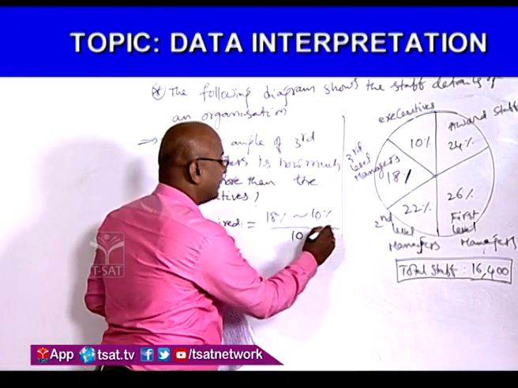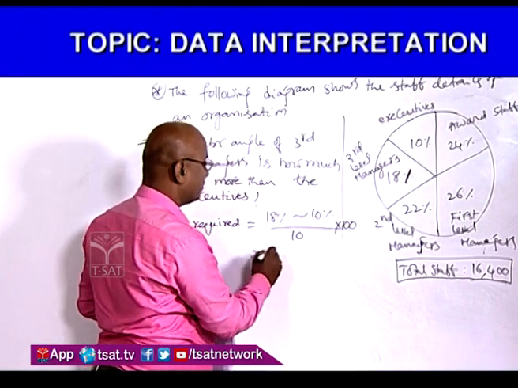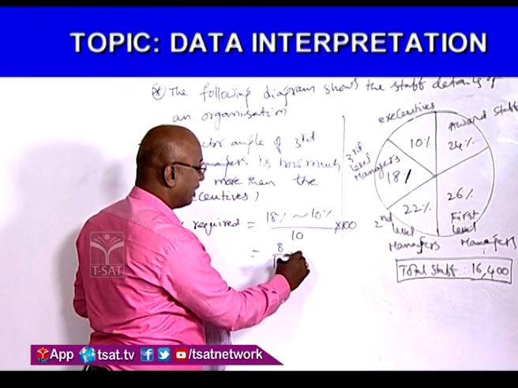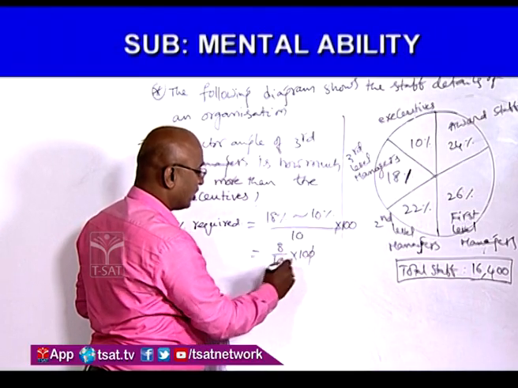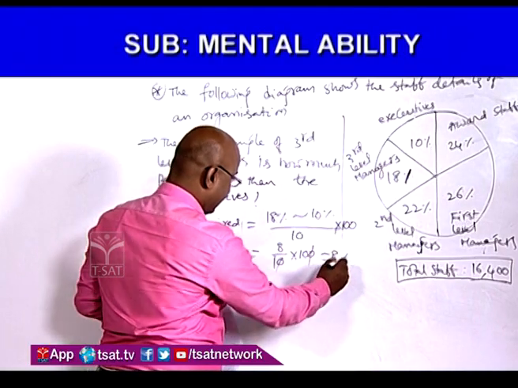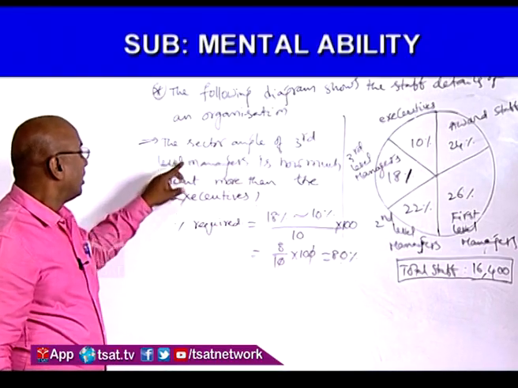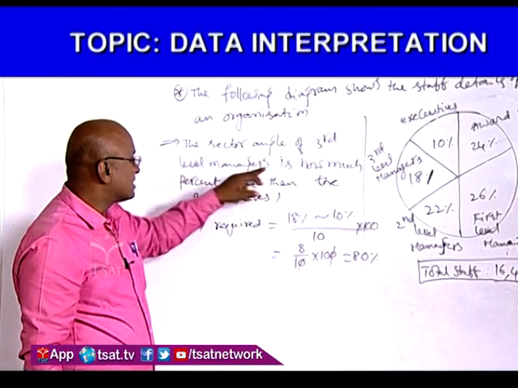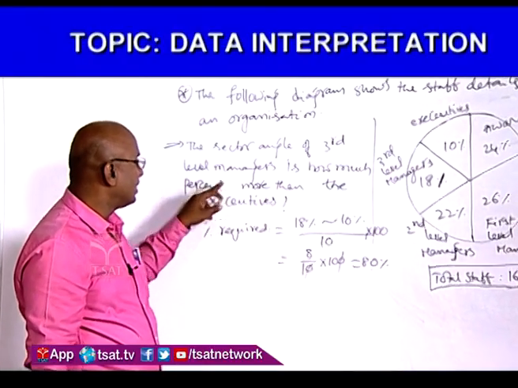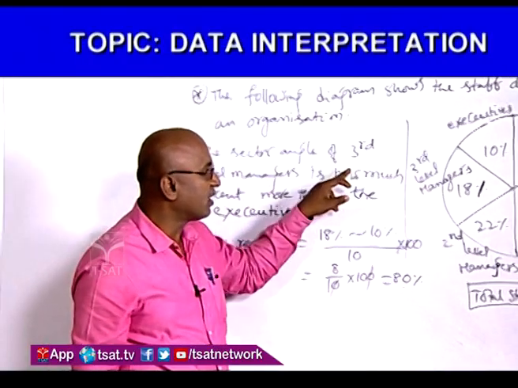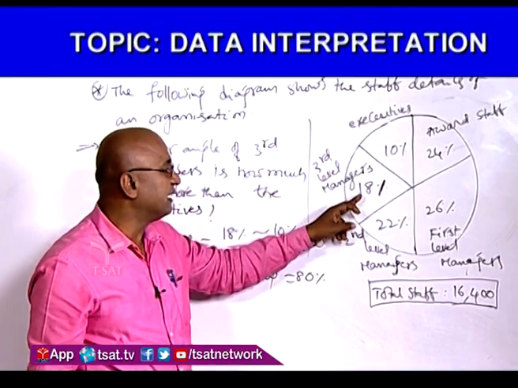So the difference between 18% and 10% is 8, so 8 by 10 into 100. 8 tens are 80. So 80%. The sector angle of third level managers is 80% more than the executives.